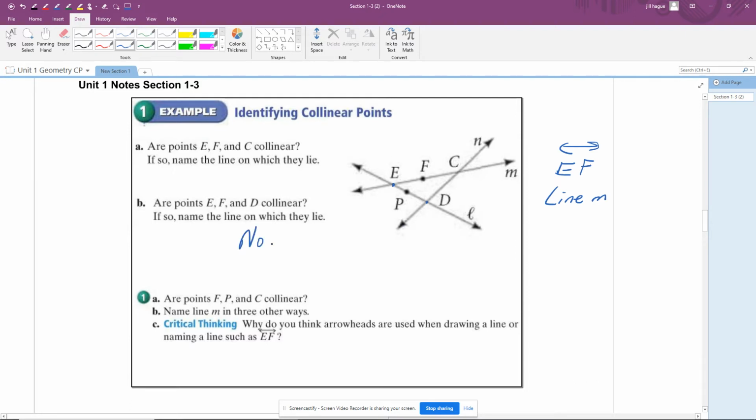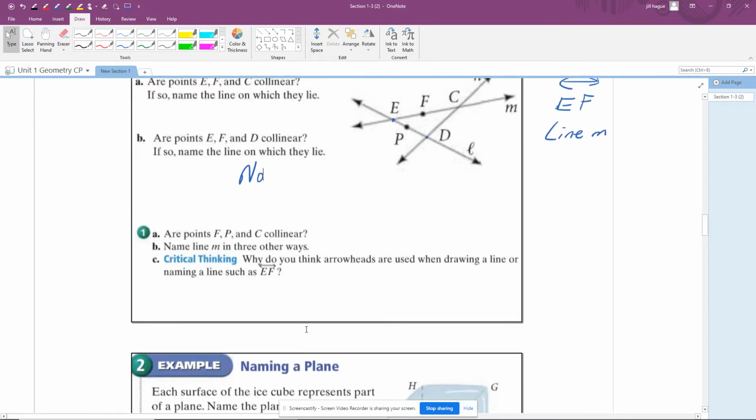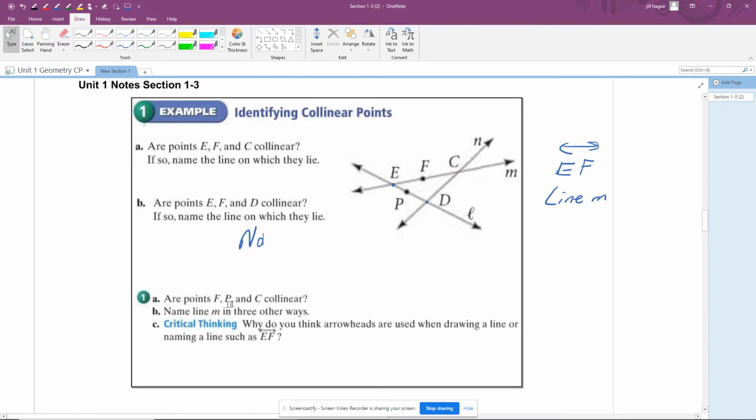So that would be no, they are not collinear. Okay? So are points F, P, and C collinear? Okay, so you could pause this for a sec if you want, try and answer it, and then I'll answer it for you. All right, so they want to know, are points F, P, and C collinear? If you want to pause it and try and answer it, do that now. And here comes the answer. So F, P, and C are not collinear, okay, because they're not on the same line.